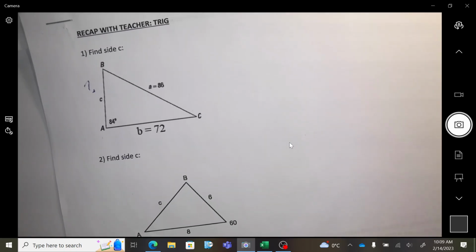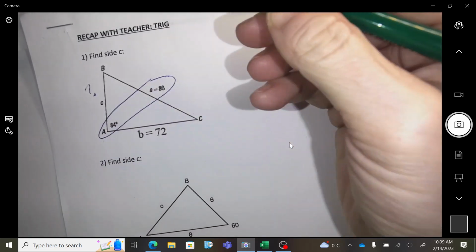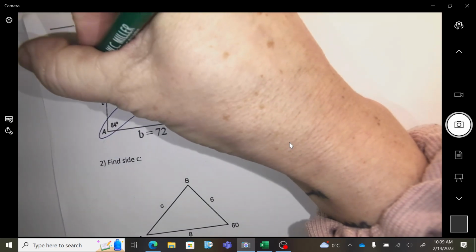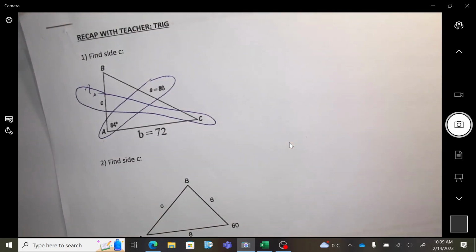Do I have pairs, SAS, triple S? Always. Those are your questions to yourself. Pairs, SAS, triple S. Pairs. A and A. To find side C, I would need the pair of angle C, which I don't have.